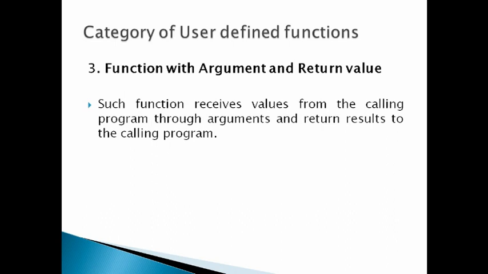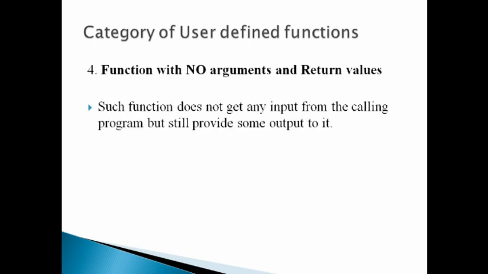Third category is function with argument and return value. Such functions receive values from the calling program through arguments and return results to the calling program. The last category is function with no arguments and no return values. Such functions do not get any input from the calling program but still provide some output to it.